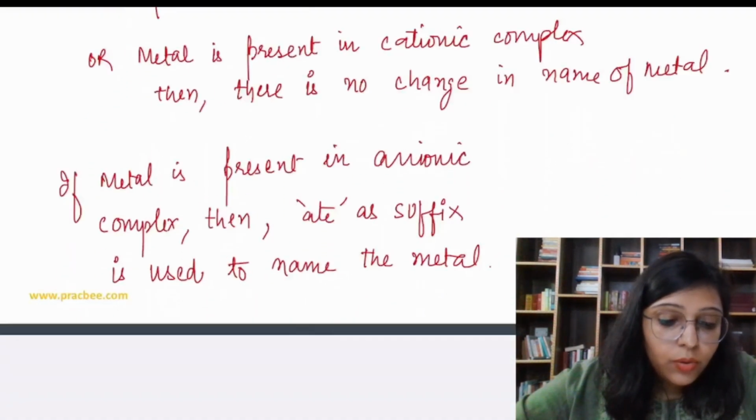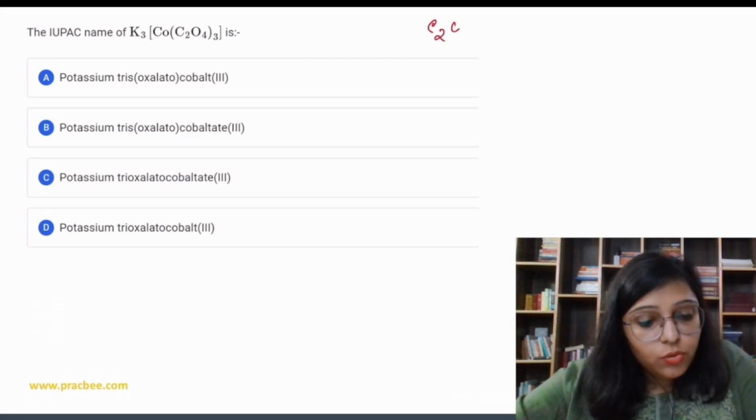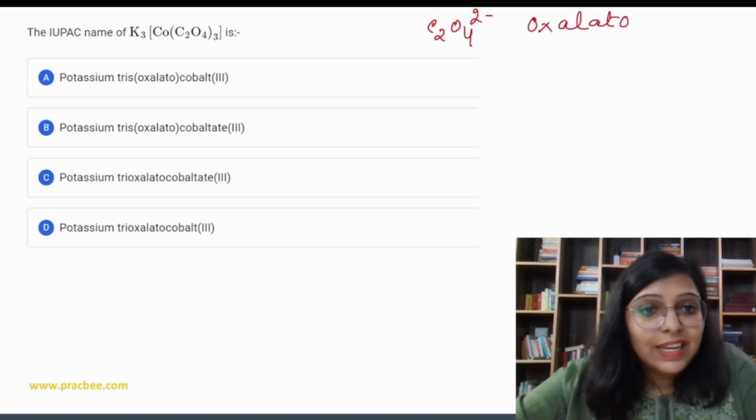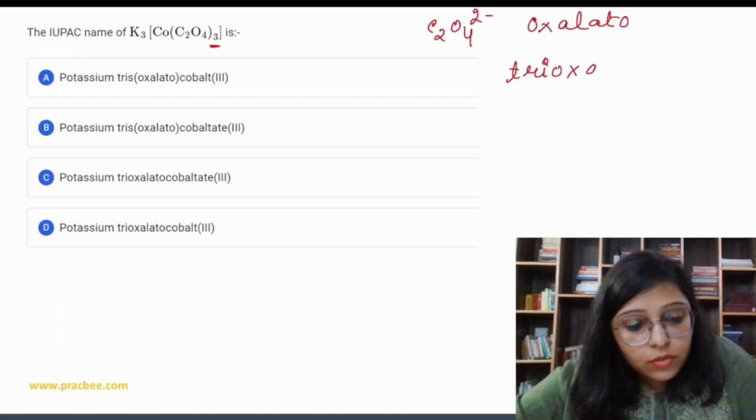Okay. Now, if you see, this question is the IUPAC name of K3[Co(C2O4)3]. So this is C2O4 2-, this is what? Oxalato. We have to write oxalato. It is oxalate, but we have to write oxalato. Right? Now 3, so we write trioxalato. Why? Because (C2O4)2- whole 3.